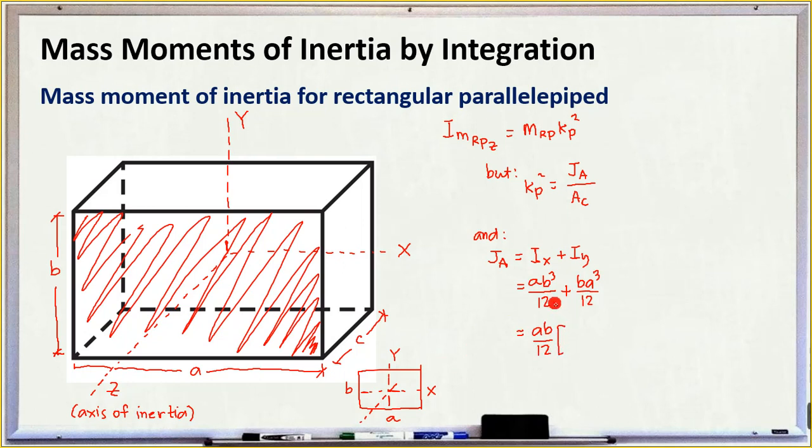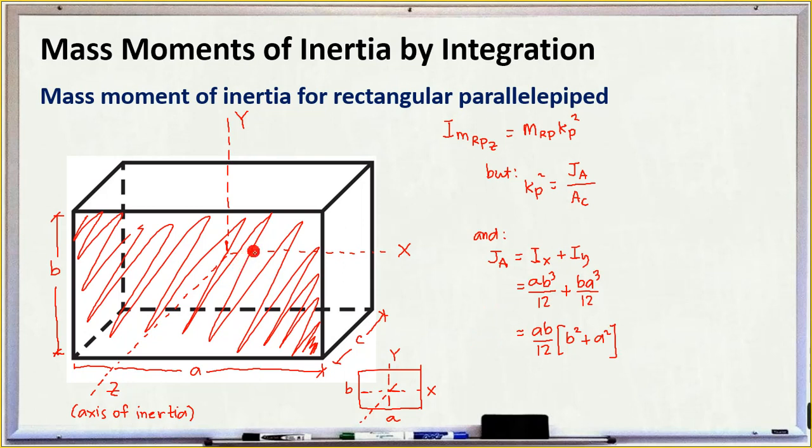Now what's left on the first term? If we factor out ab, what remains is b squared. Now for the second, if you factor out ab, what remains is a squared. Okay, so this is the polar moment of inertia of the cross-sectional area of this rectangular parallelepiped.